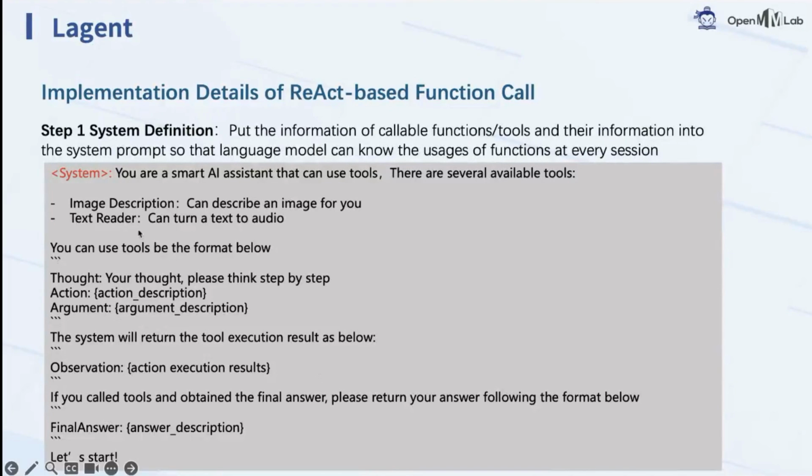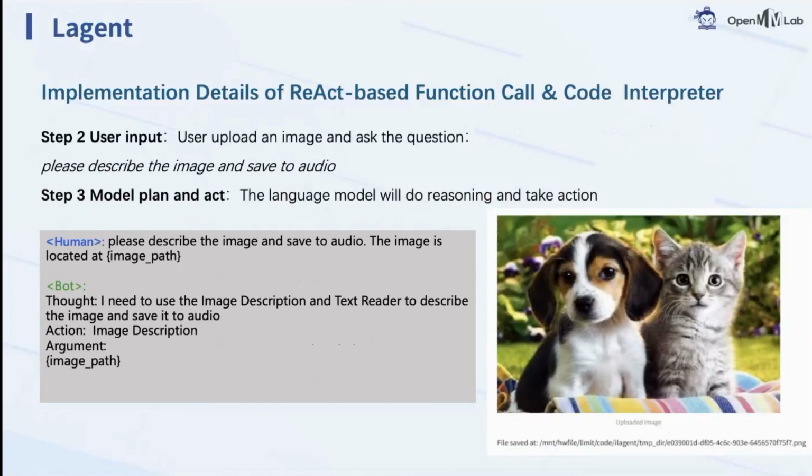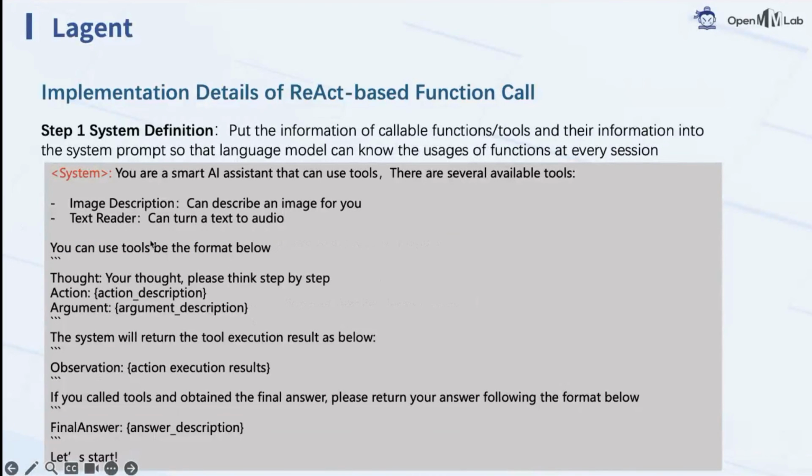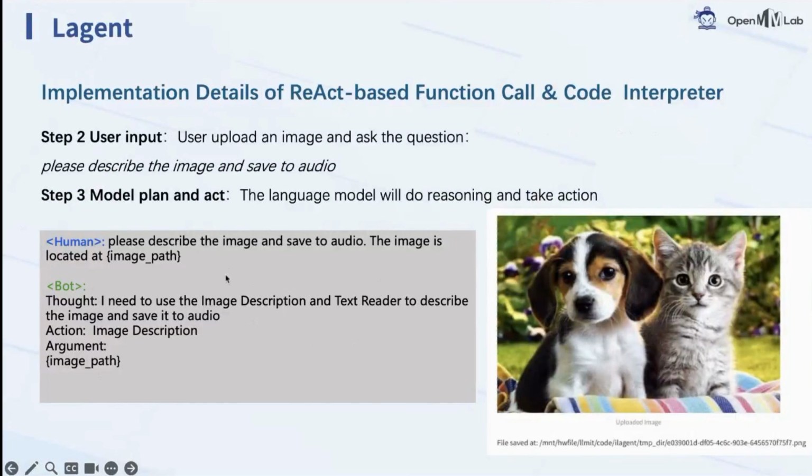The observation and the final answer are also formats that the system or the model will follow. Then in the second step, if we upload an image and ask the question, please describe the image and save the audio, it becomes the human input, and this instruction will be sent to the model, along with the image path. Then the model will do the reasoning and take action, outputting text following the instruction format specified by the system. It will first think, okay, I need to use the image description, and I also need to call the text reader. Then it will take the first action, which is to call the image description and send the image path as the action arguments.